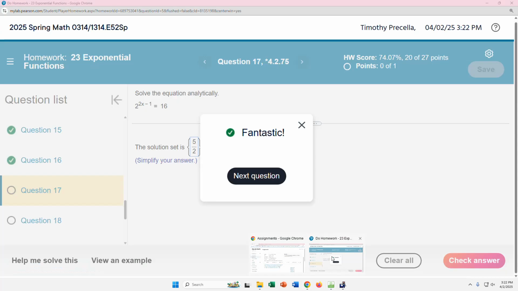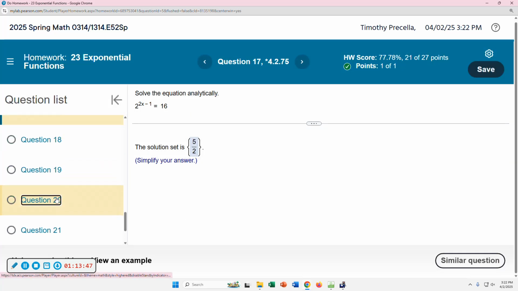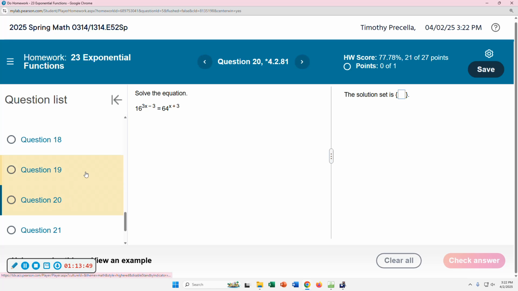Is it 18 next? 18. This is a doozy. Okay. 16 to the 3x minus 3 is equal to 64 to the x plus 3.